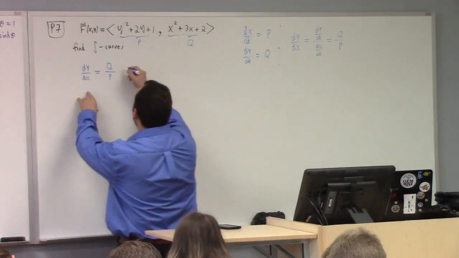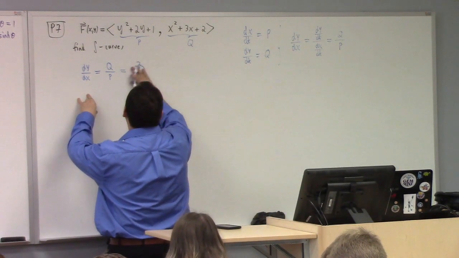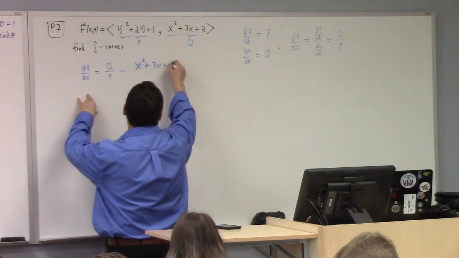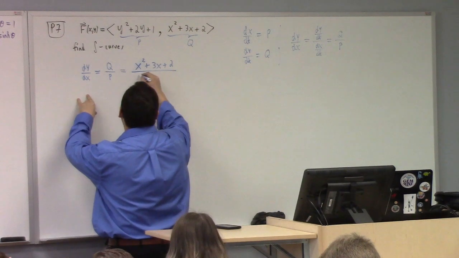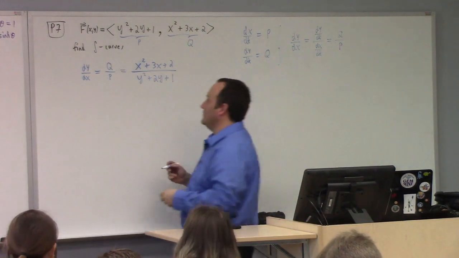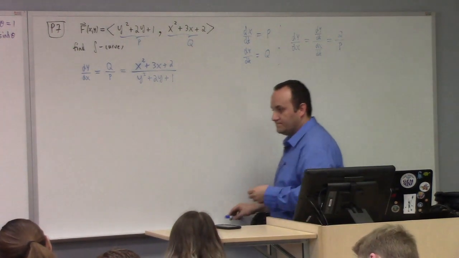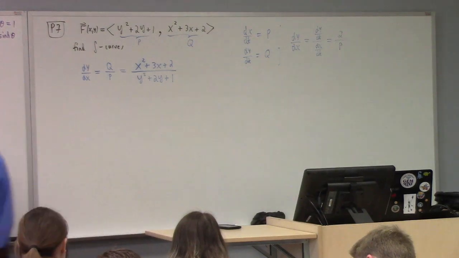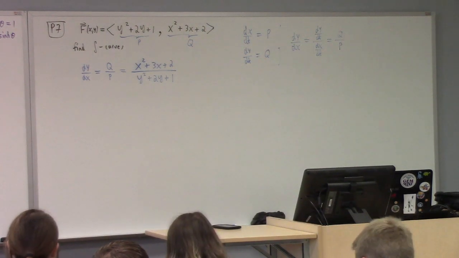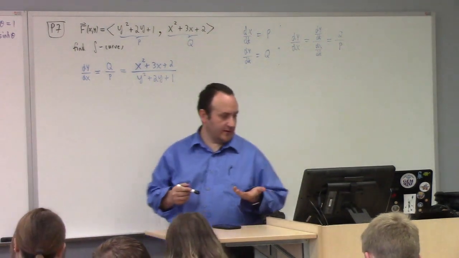So what is this? dy/dx equals x squared plus 3x plus 2 divided by y squared plus 2y plus 1. And now we're off to the races, right? How do you solve that? Separate variables, right? And the same is true for the problem in your homework that we're just talking about.